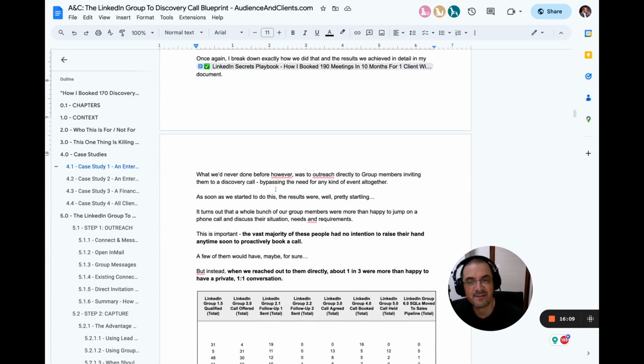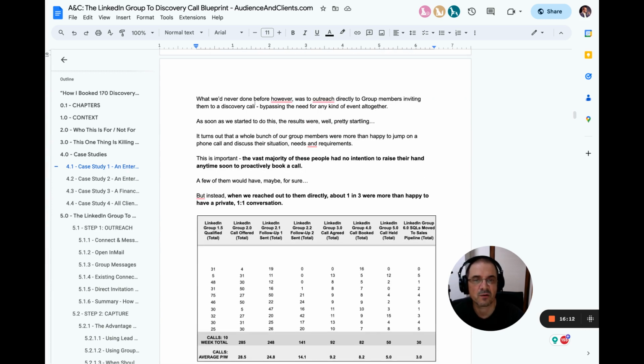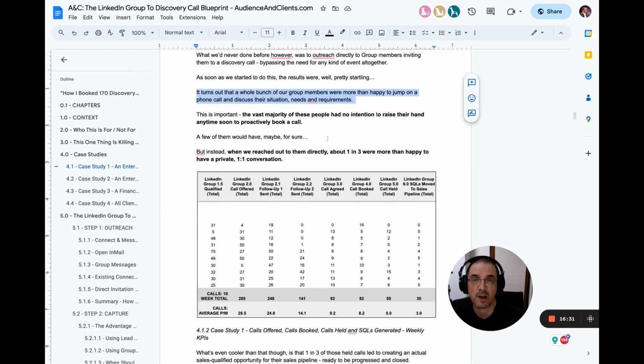But what we'd never done before was to outreach directly to group members, inviting them to a discovery call and bypassing the need for any kind of event altogether. As soon as we started to do this, results were pretty startling. And it turns out that a whole bunch of our group members were more than happy to jump on a phone call and discuss their situation, needs, and requirements.